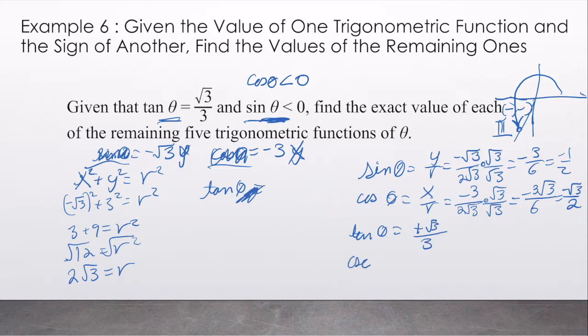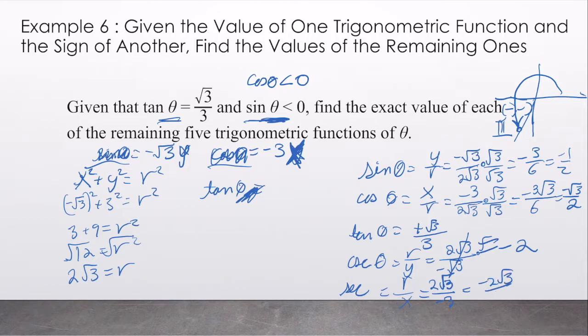Cosecant of theta is r over y, which is 2 square root of 3 over negative square root of 3. I multiply by the top, the square root of 3's cancel. Oh, cool, that's easy. And then I get negative 2. Secant is r over x, which is 2 square root of 3 over my x, which is negative 3. So I have negative 2 square root of 3 over 3.